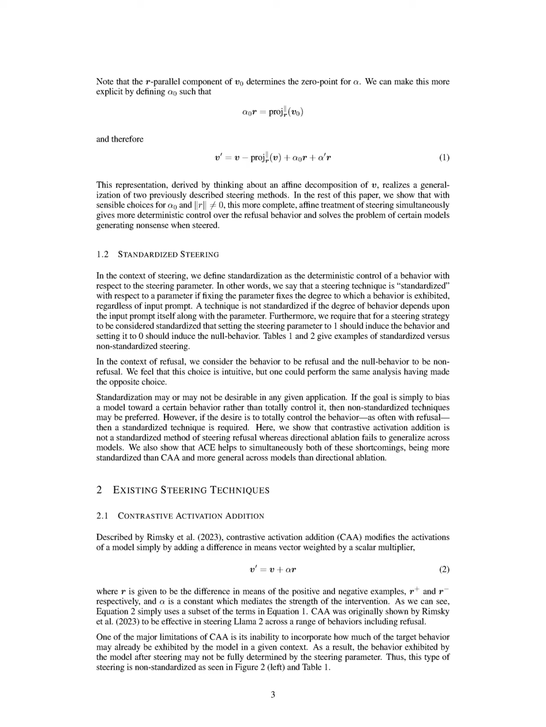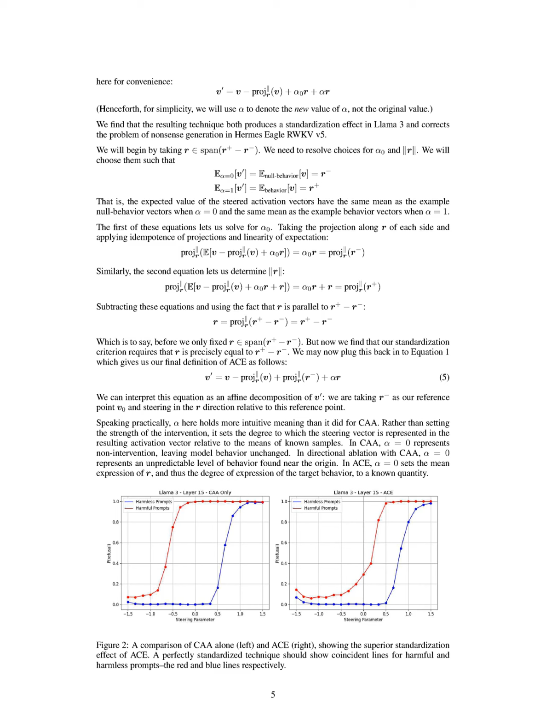Affine concept editing, ACE, is a method that combines corrected directional ablation with contrastive activation addition to achieve more standardized steering of model behaviors. The process begins by defining a reference point, v_0, which represents a standardized degree of behavior and a direction vector, r, that corresponds to the target behavior. The activation vector, v, is then decomposed into three components: the displacement from the reference point, v_0, the projection of this displacement onto the orthogonal complement of r, and a term, alpha r, that indicates the degree to which the behavior is represented in v.